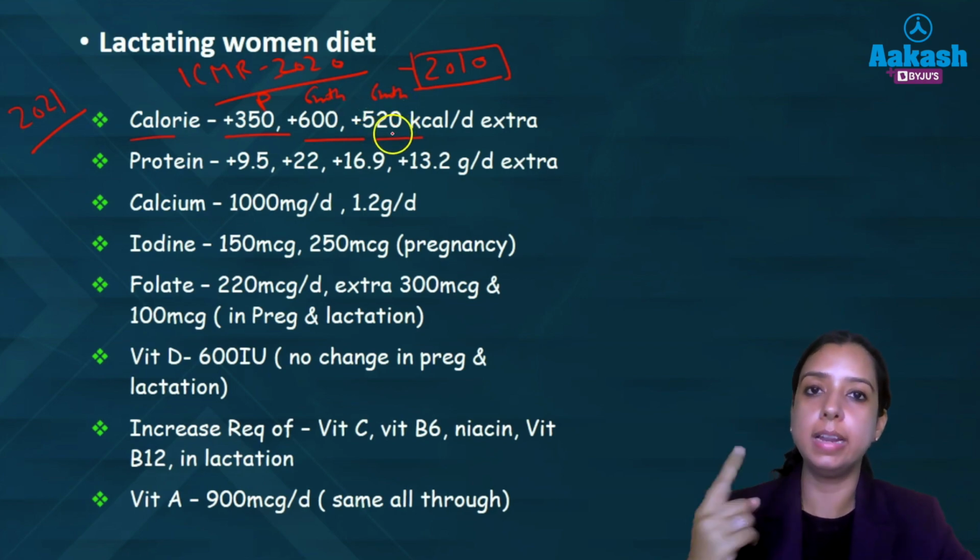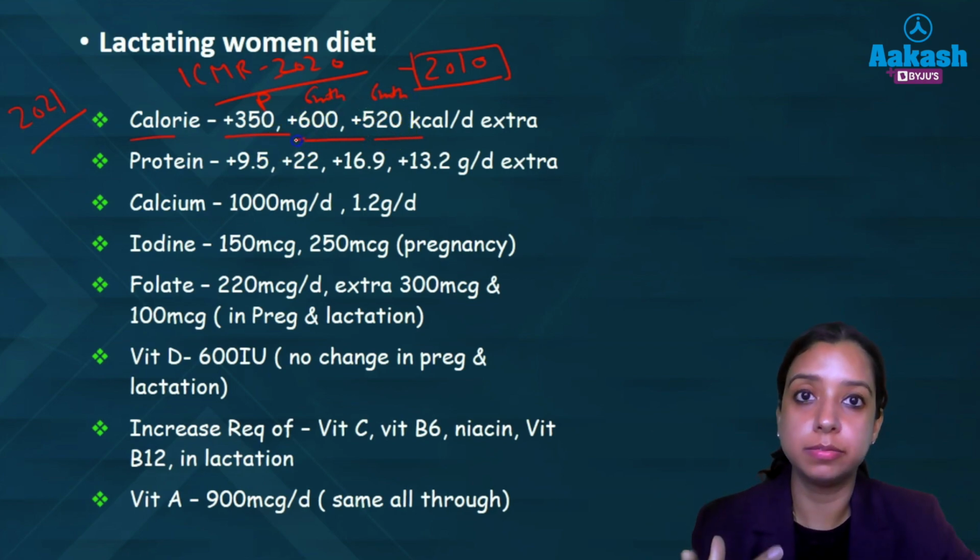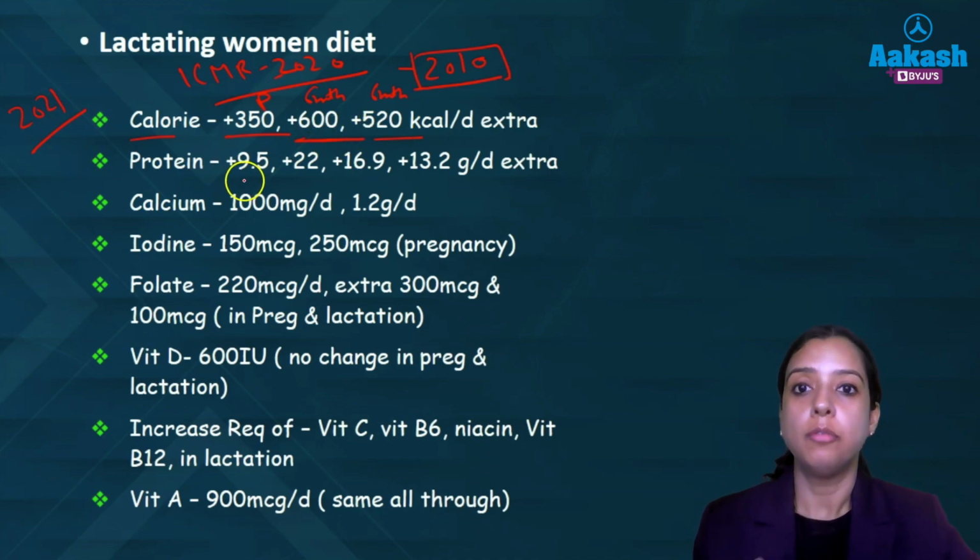So calorie requirement in lactation increases, that too in the first 6 months. It is an additional 600 kilocalorie per day. Okay, so it increases. What about protein?